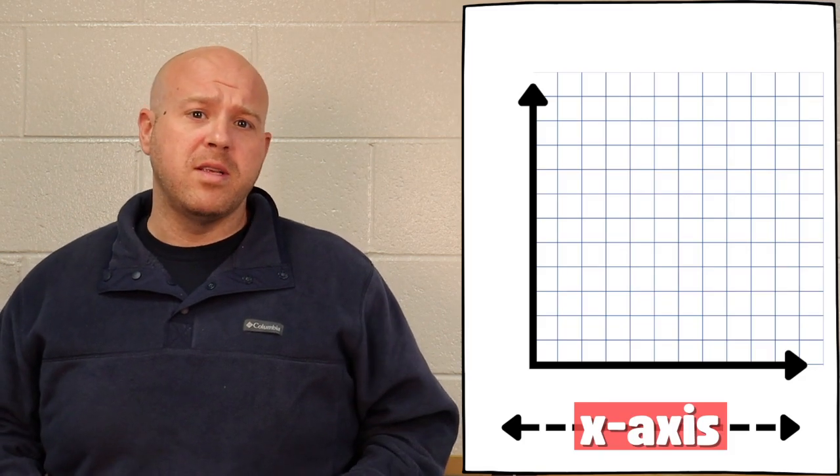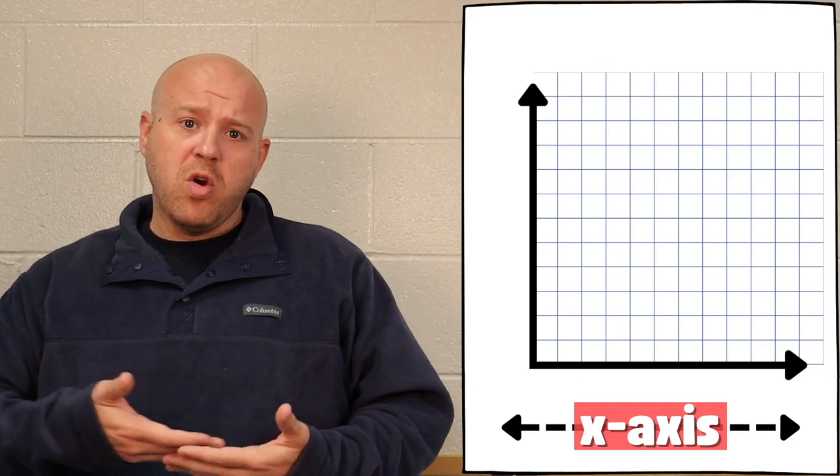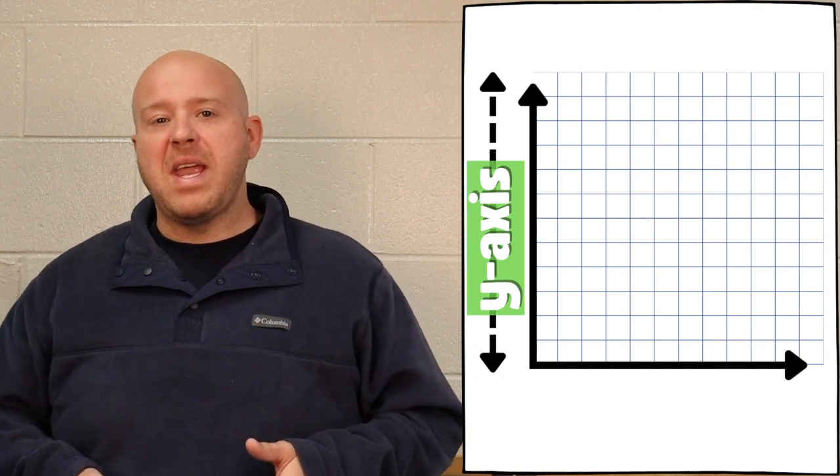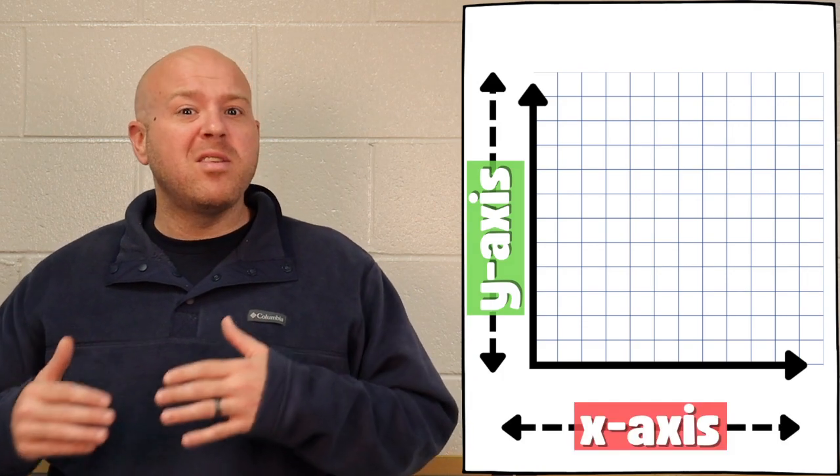So the big thing you need to know with a coordinate plane before we get started is what these lines are that go across it. We have the x-axis that goes across the bottom. It goes left to right. And then we have the y-axis that goes up and down. So we have the x-axis and the y-axis.